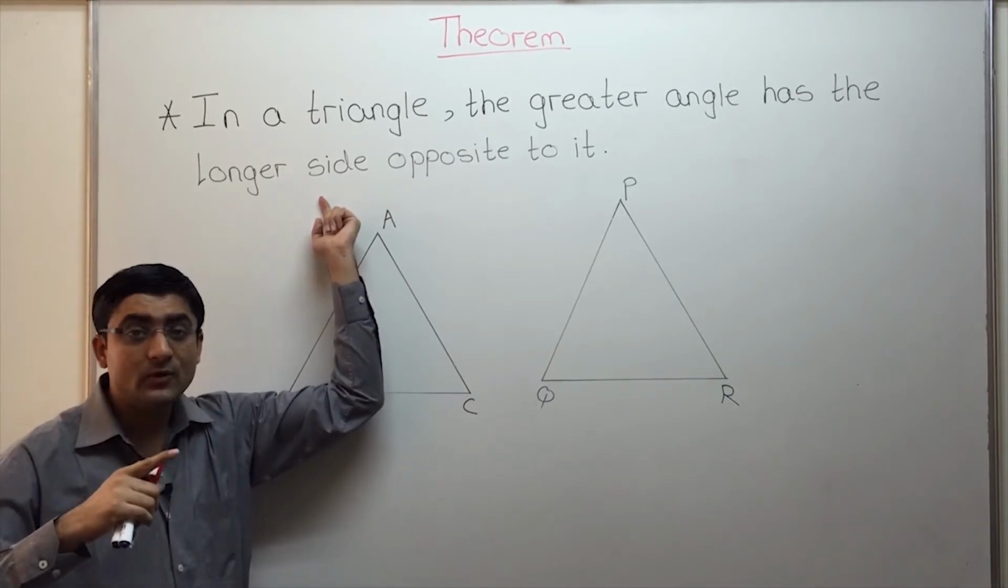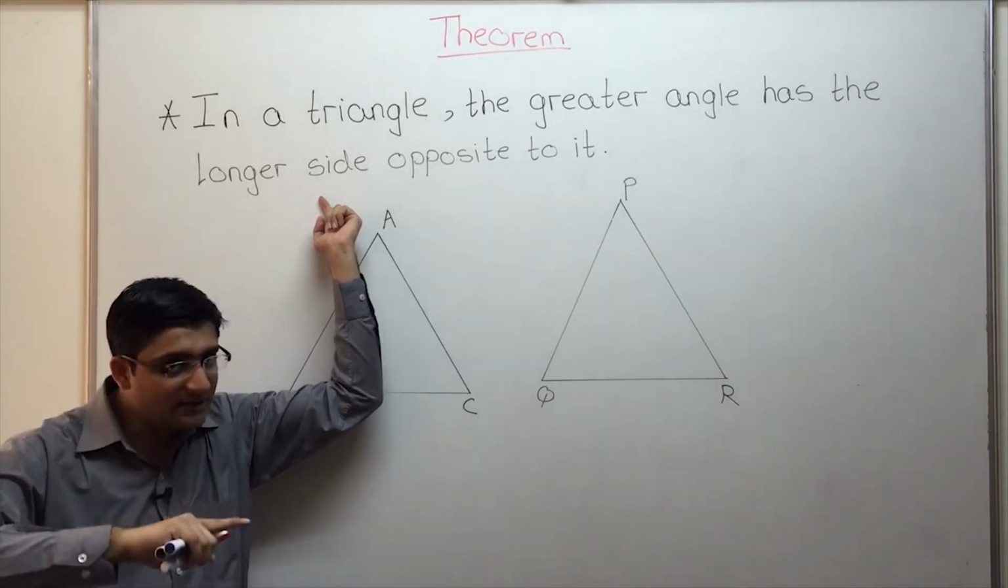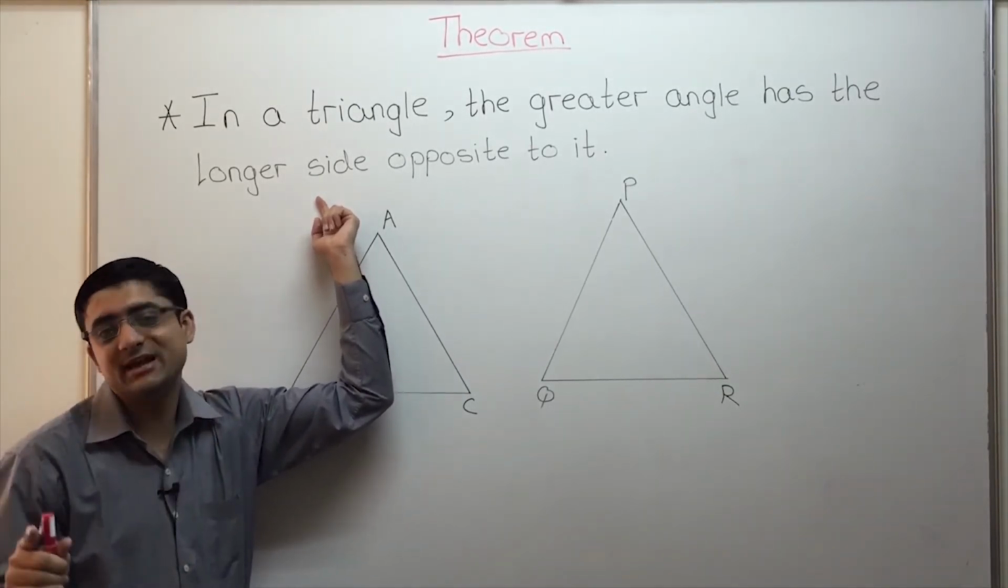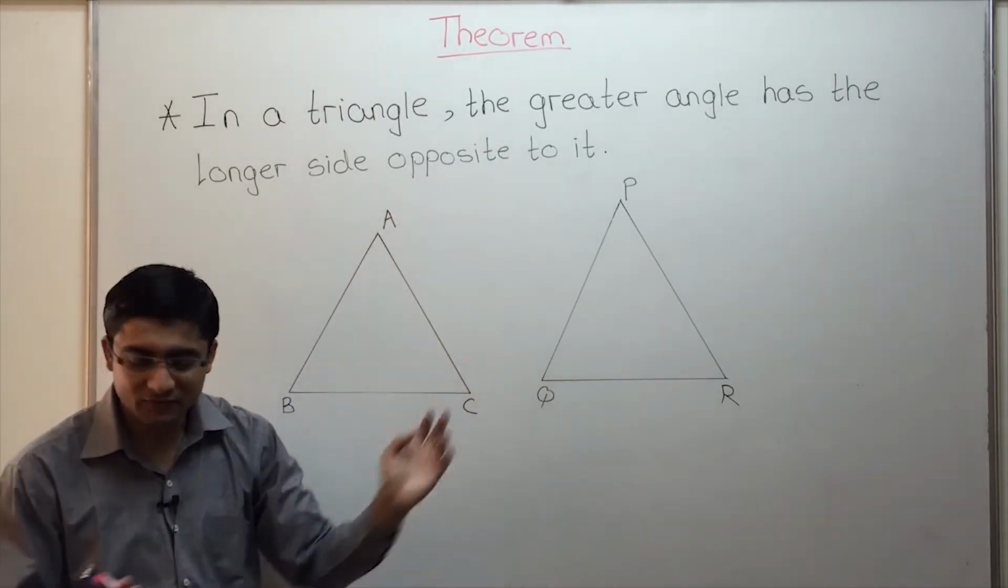Previously, what did we learn? We learned that the longer side has a greater angle opposite to it. Now the other way around, that is the greater angle will have the longer side opposite to it. So let me explain this with the help of a few examples.